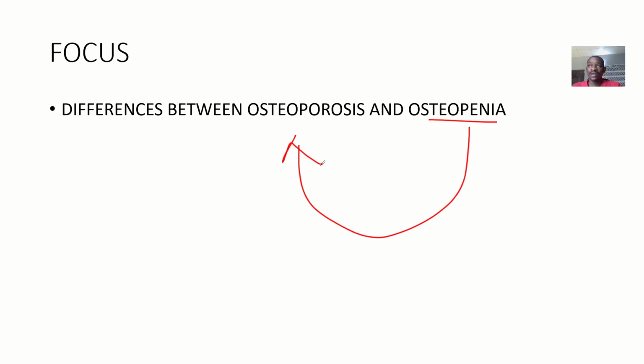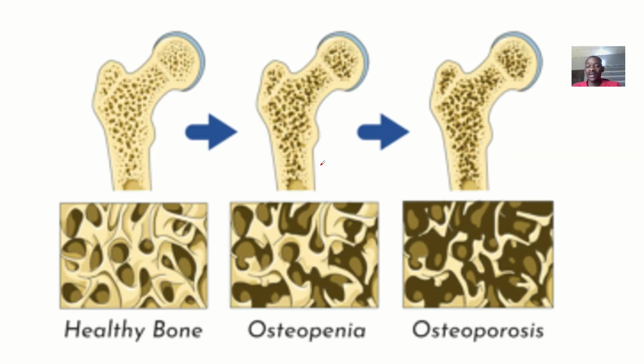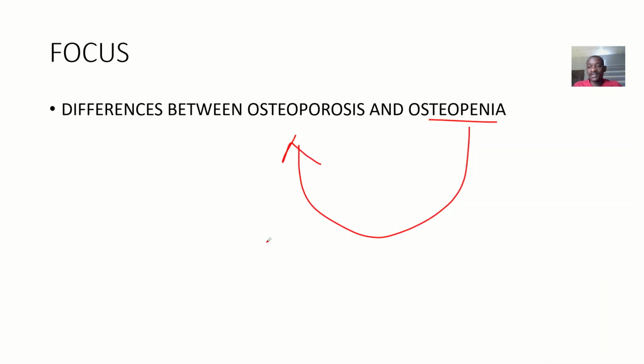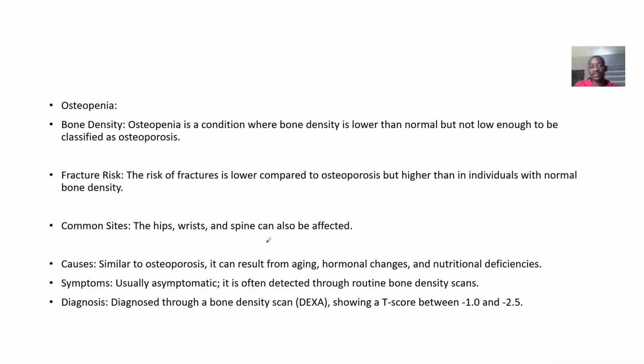Osteopenia is like what? A step or a process you pass through before you go toward osteoporosis. All right. So from osteopenia, when it gets worse, that's when we say it is osteoporosis. Okay. So that's it. Okay. So let's talk about the differences.